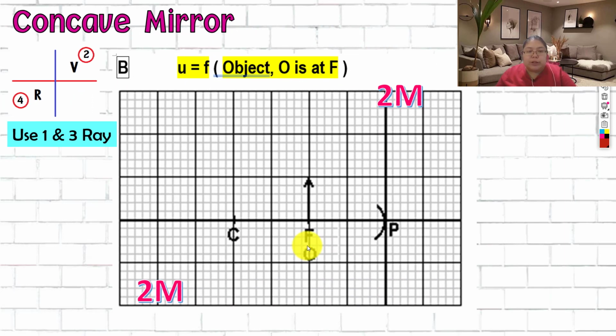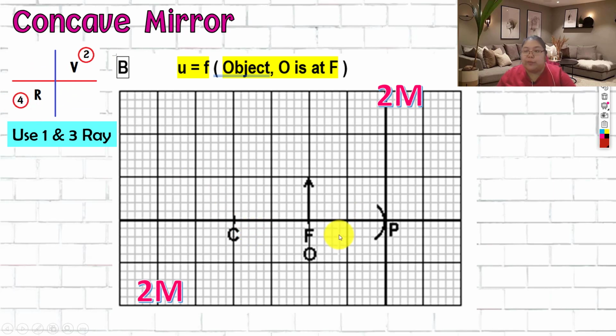Okay, so you help me to change, and this one is not 2m, this one is a 4m. So from here I move the object until the F. We're still using rays 1 and 3. This one also reminds you of 2 and 4.